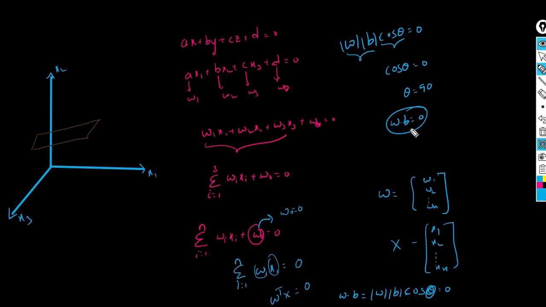A plane we can now represent with the vector w. We got that now. This is a plane, and this plane we can represent with a vector w, and it is perpendicular to the plane at every point.